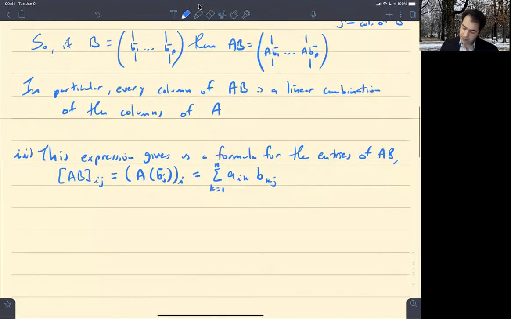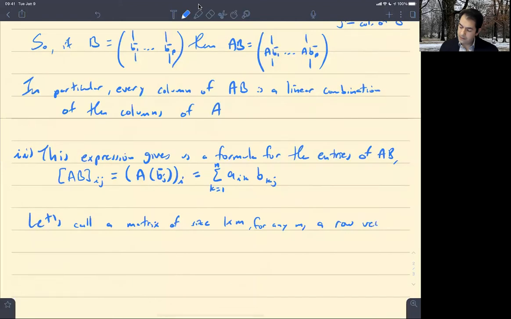So let's call a matrix of size 1 by m, for any m, a row vector, just like a column vector of size n is the same as a matrix of size n by 1.